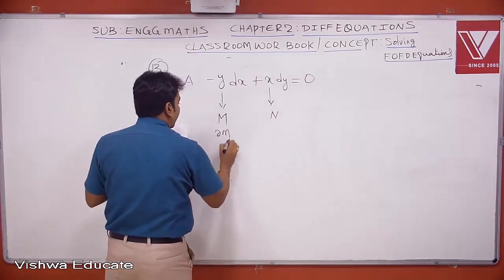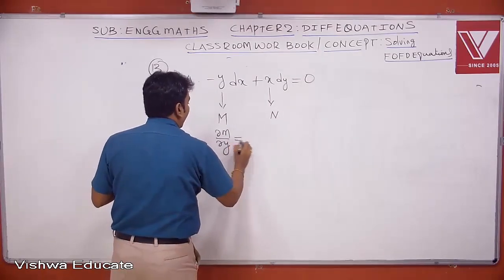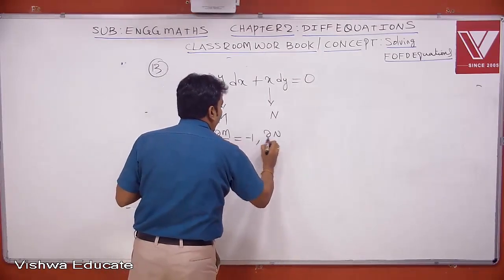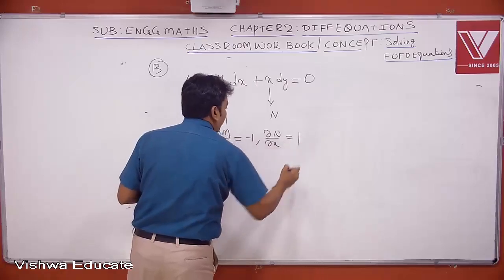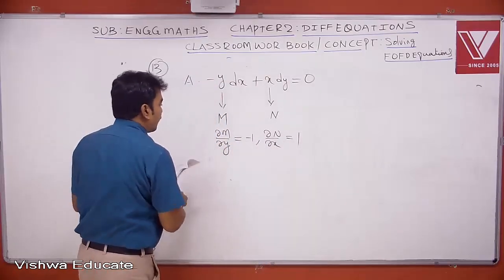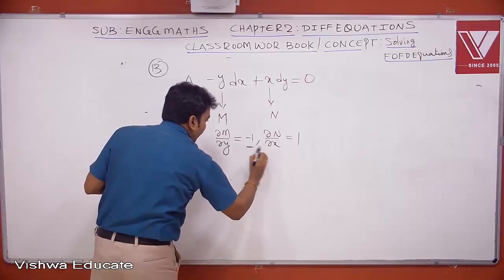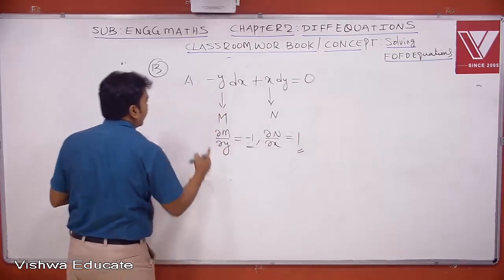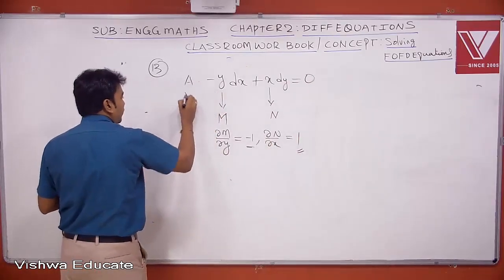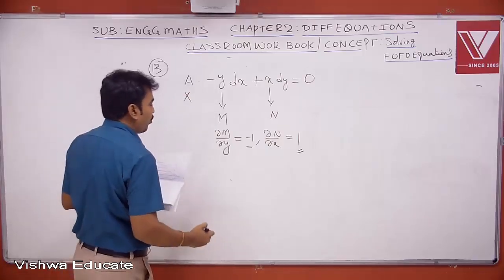Now in this case, dou M by dou y equal to minus 1. Dou N by dou x equal to plus 1. So both are different quantities, so it is a non-exact equation. Dou M by dou y is minus 1, dou N by dou x is plus 1. So it is a non-exact equation. So option A is wrong.